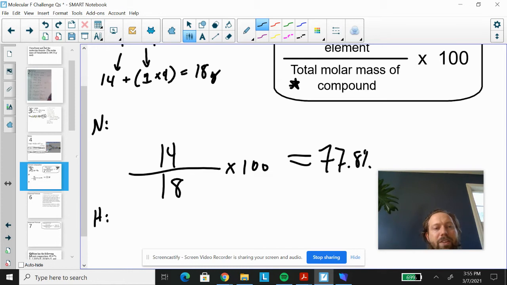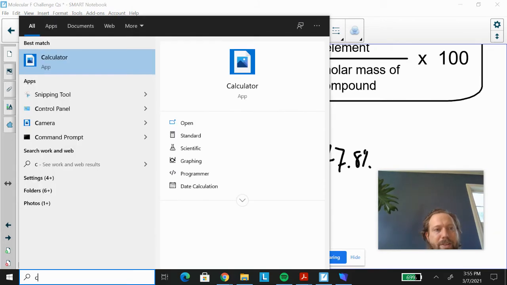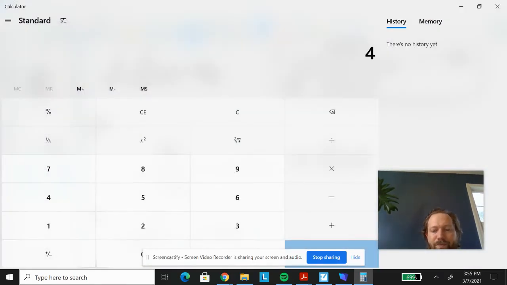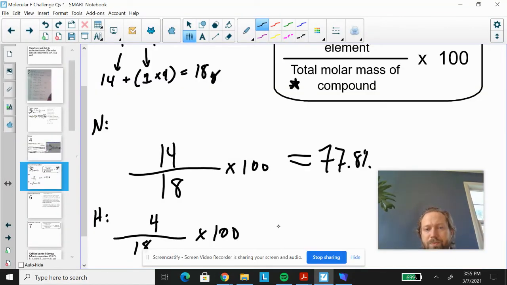Next, we'll do hydrogen. Hydrogen, as we said, each one is 1 gram, but there are 4 of them. So total, there are 4 grams of hydrogen out of 18 again. And then multiply by 100, and it's 22.2.